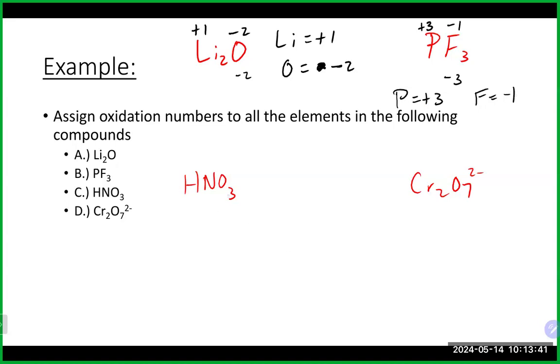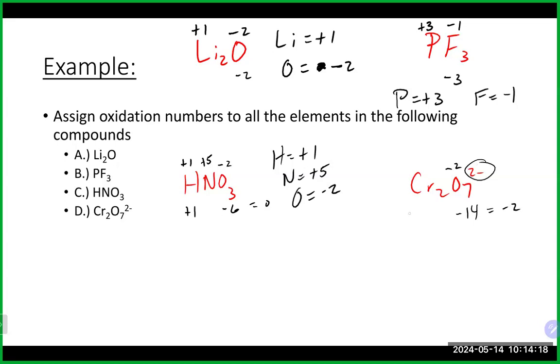Coming over here, we have 3 oxygens, so I would start with the oxygen, which is -2, so that's going to give me -6, and a +1 for the hydrogen. In this case, it does equal 0, so the nitrogen would be a +5 oxidation state. And lastly, our hydrogen is +1, nitrogen is +5, oxygen is -2. Now for the last one, our oxygen is -2, that's a -14. It does need to equal -2 overall.